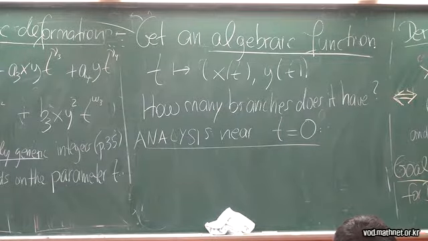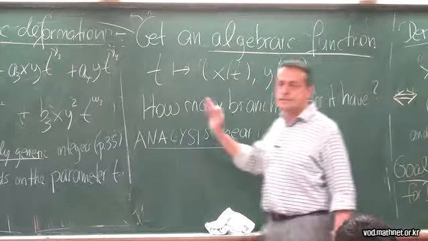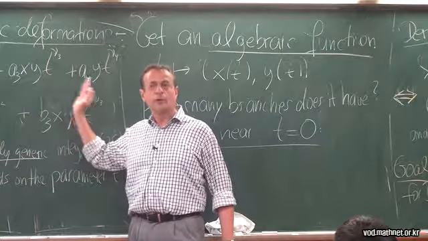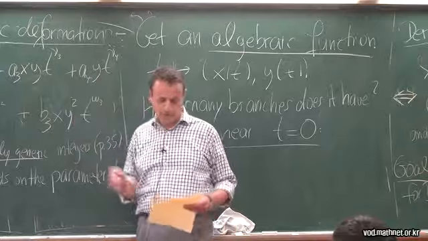But maybe some of the exponents are negative. Then this is undefined. So we have to make sense out of this. We really need to do some analysis. We can't just naively set t equals 0. That's not going to work. We have to analyze this for t close to 0.